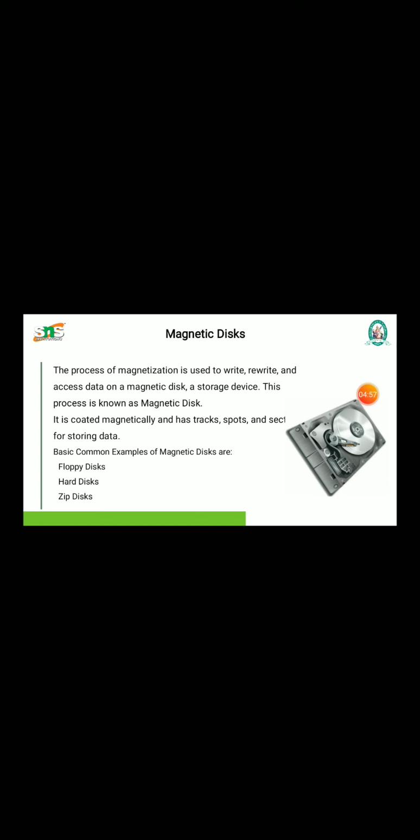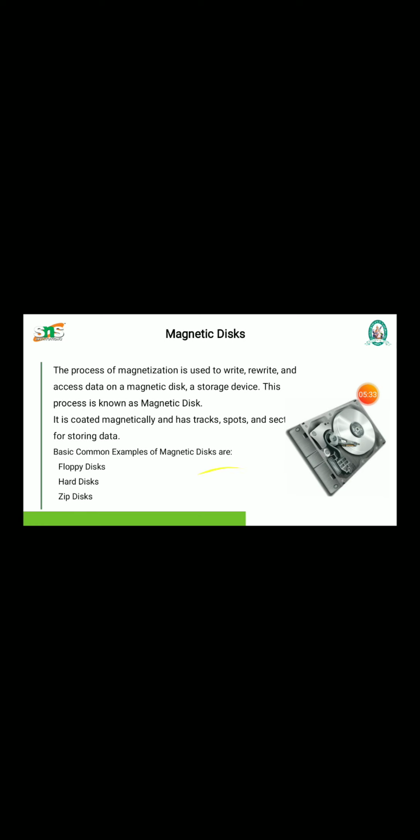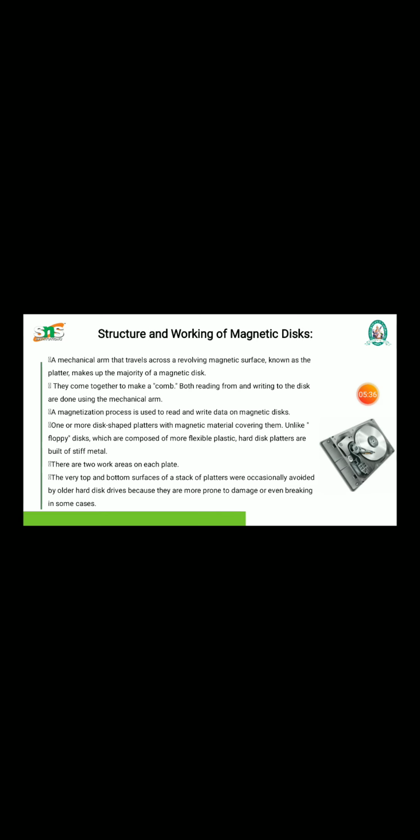The first case is the magnetic disk. The process of magnetizing is used to read, write, and access the data on magnetic disk storage devices. It is coated magnetically and has tracks, spots, and sectors for storing data. Common examples of magnetic disks are the floppy disk, hard disk, and zip disk. The diagram depicts the structure and working of a magnetic disk.